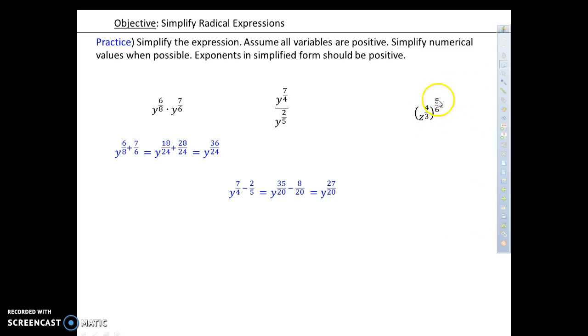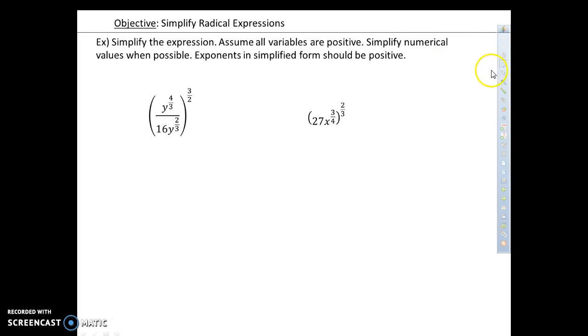And then here, power to a power, we're just going to go ahead and multiply. 4 times 5 is 20. And 6 times 3 gives us 18. 20 over 18 reduces to 10/9. Okay.